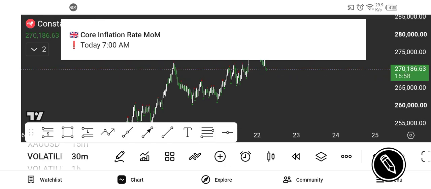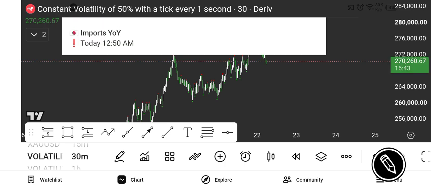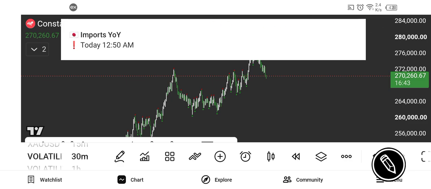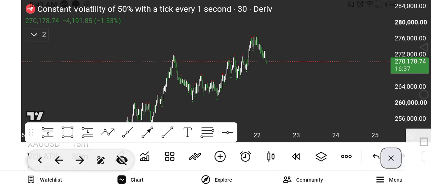Okay, today we're looking at Volatility 51S. It's a proprietary instrument from Deriv, and today is Wednesday, the 22nd of July 2026. I am on the 30 minutes time frame, and price is bullish, as is evident by this price action.